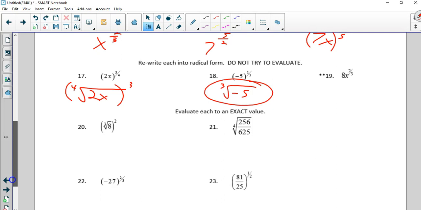Okay, this one is kind of like what I was talking about in number 16. The x is the only thing that goes under the radical. And remember, our denominator is our index number. And the 8 is on the outside. This is 8 times x to the 2/3.